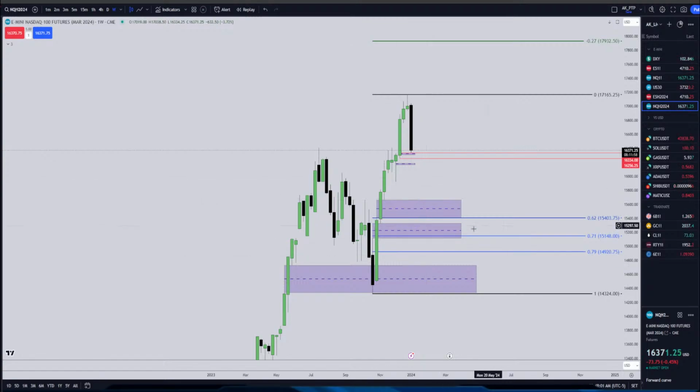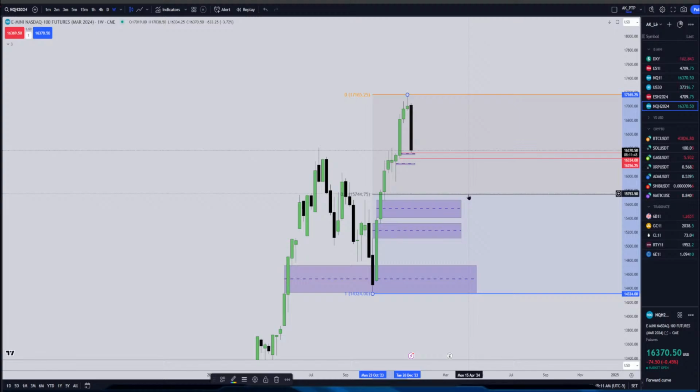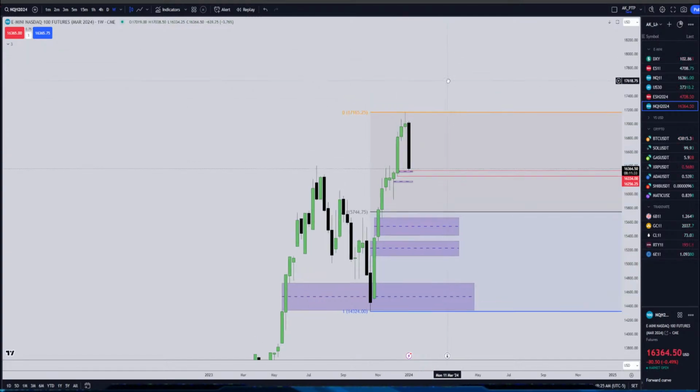Why? If I give you the premium and discount, this fair value is sitting right below the equilibrium level. So that's your premium above this area, and below this, that's your discount. So to go higher, since the market created relative equal highs over there, like it's not exactly relative, but it's quite possible that the market can go higher, after retracing to some of these levels.